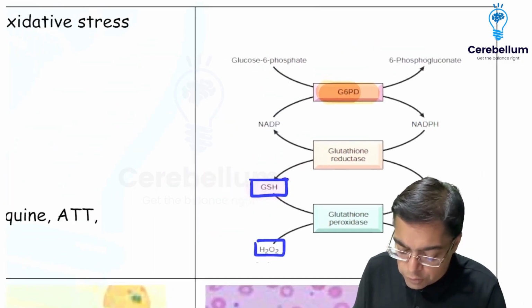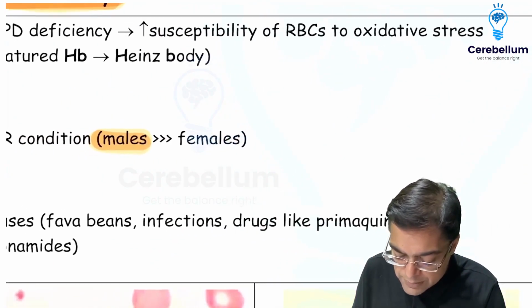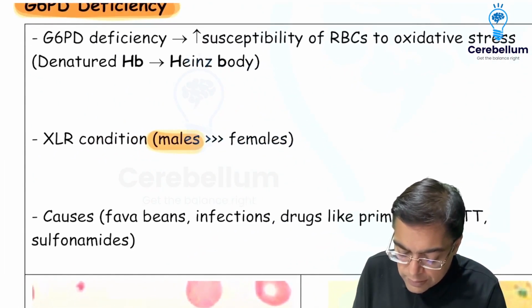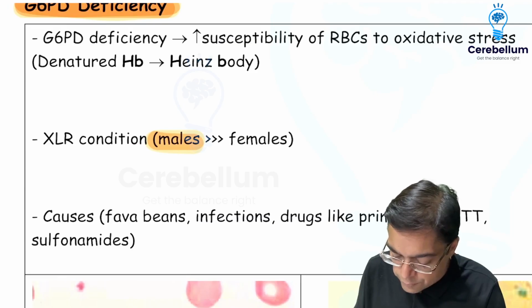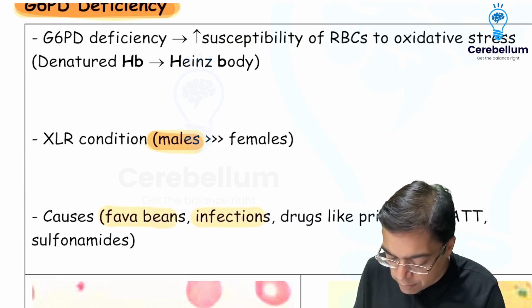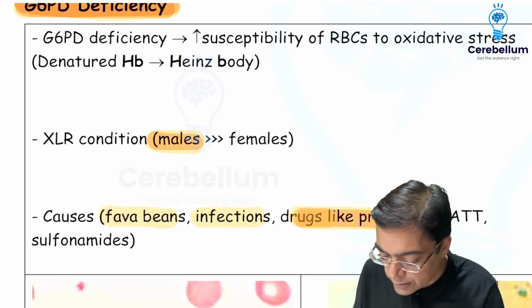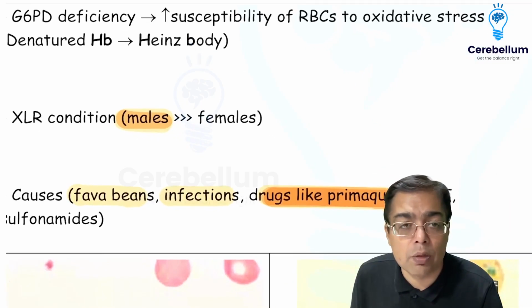Now, this kind of oxidative stress can be seen because of multiple reasons. That can be seen because of, let us say, certain types of infections, or certain types of food materials like fava beans, or certain types of drugs, especially drugs like primaquine.